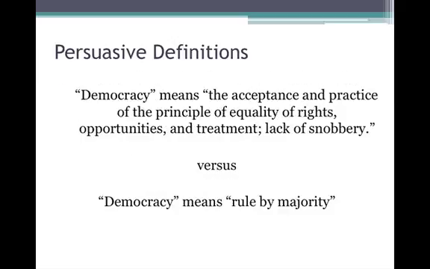Take this example of two different definitions for the word democracy. The first one, the persuasive one, defines democracy as the acceptance and practice of the principle of equality of rights, opportunities, and treatment, lack of snobbery. The second one defines democracy as rule by majority. The reason why this first definition is a persuasive definition is because it associates democracy with all sorts of things that we typically approve of, like a lack of snobbery or equality of rights. The latter one is not persuasive because it lacks this normative or evaluatively laden description.